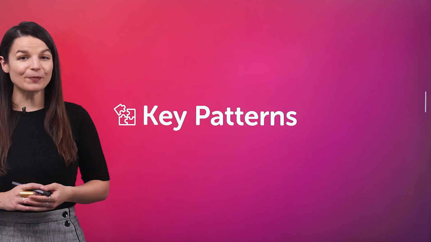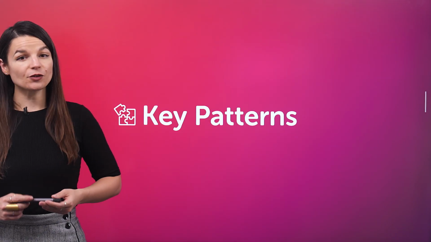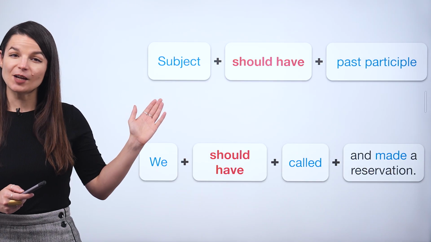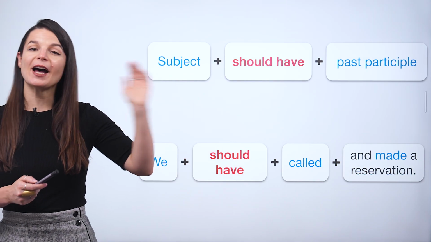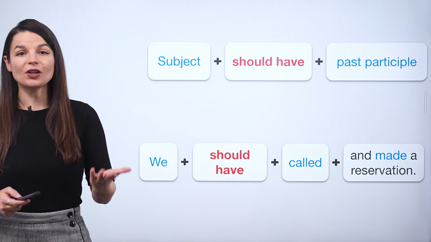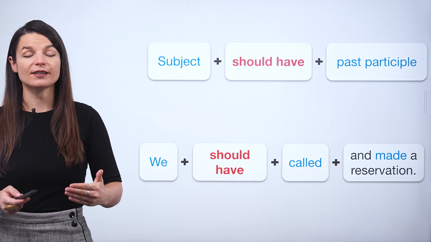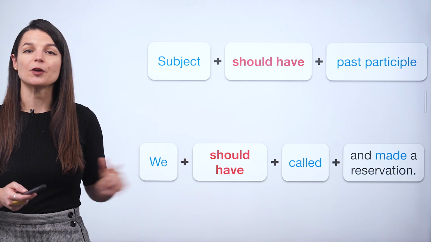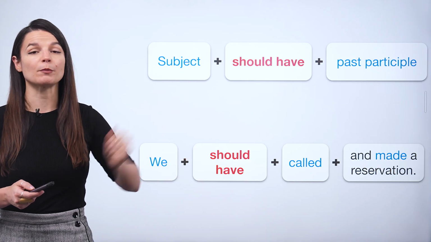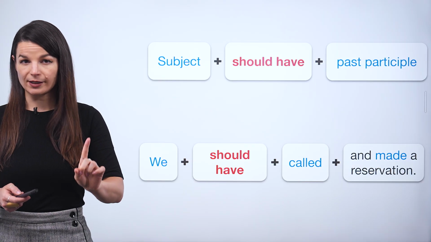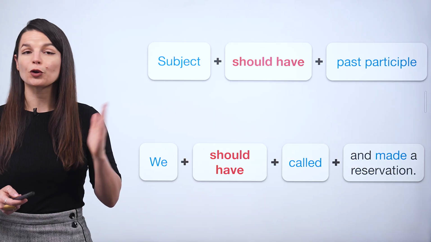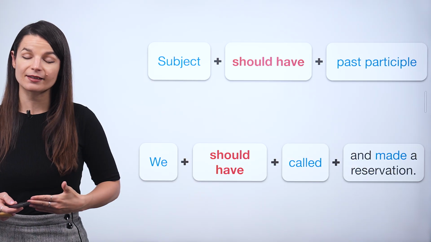Let's look at the sentence pattern. This pattern is the structure that all of our examples will follow. Subject, should have, past participle. Should have helps us talk about missed chances or decisions we regret. Notice that it has to be followed by the past participle form of the verb. This is important because the past participle indicates the action took place or should have taken place in the past.